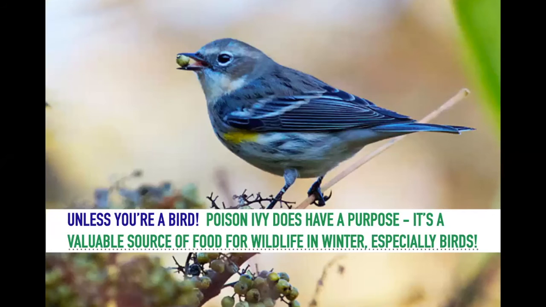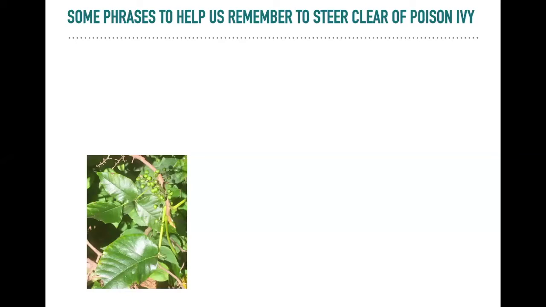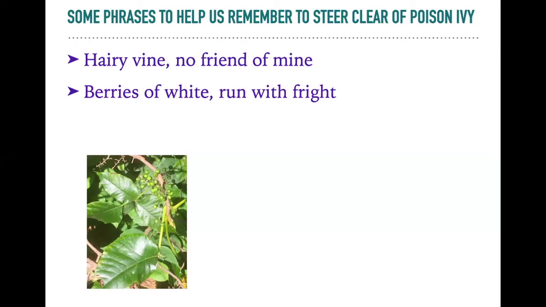Let's think of some phrases to help us steer clear of poison ivy. They're good things to remember when you're in the woods and you see plants in clusters of 3. Hairy vine, no friend of mine. Berries of white, run with fright. Leaves of 3, leave them be. And in the photo below, you'll see leaves of 3, poison ivy leaves, but the berries are green. That simply means that they haven't matured into the ripe berries yet.